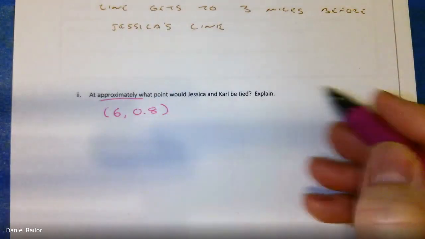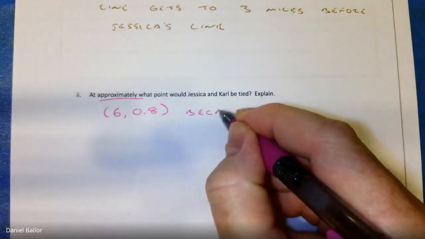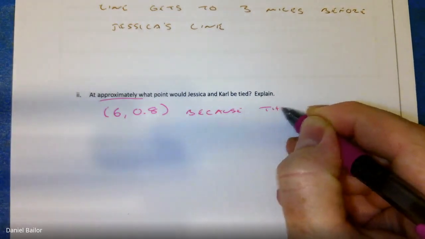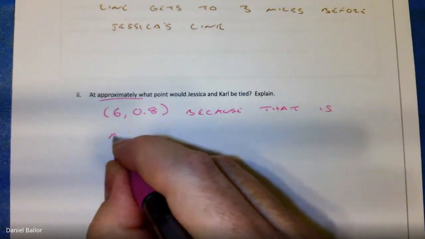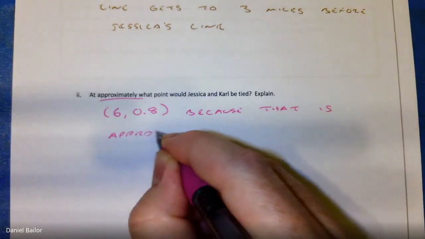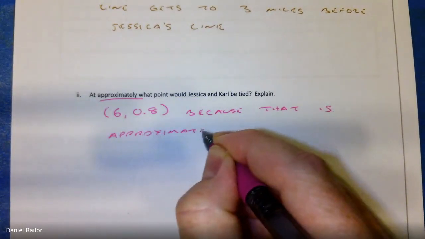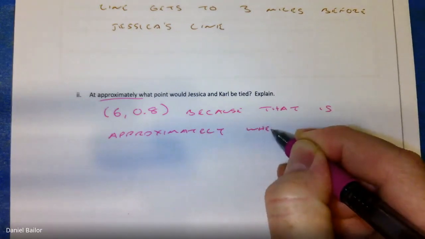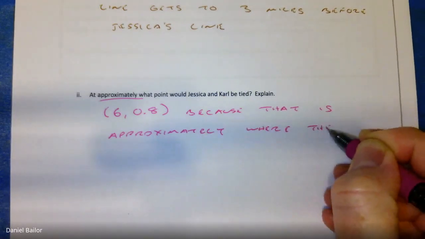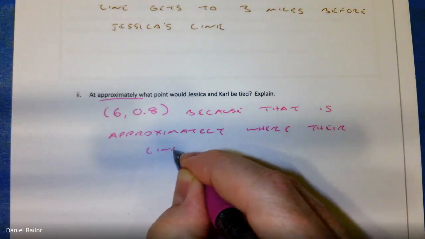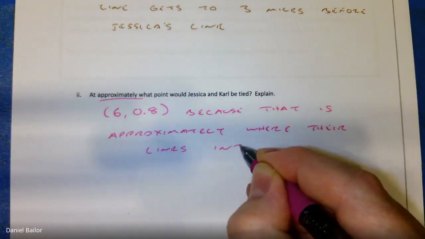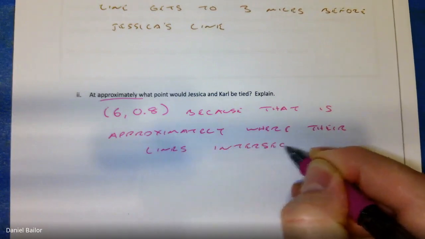And explain, how do I know this? That's the point, because that is approximately where their lines cross. Or I'm going to say intersect, because that's a better math word than cross.